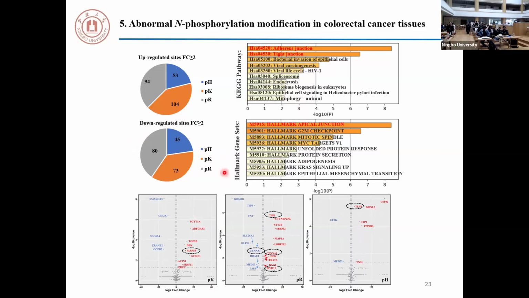Particularly, about 43 phosphor sites with modification level change over 2 times were identified in all 3 samples.